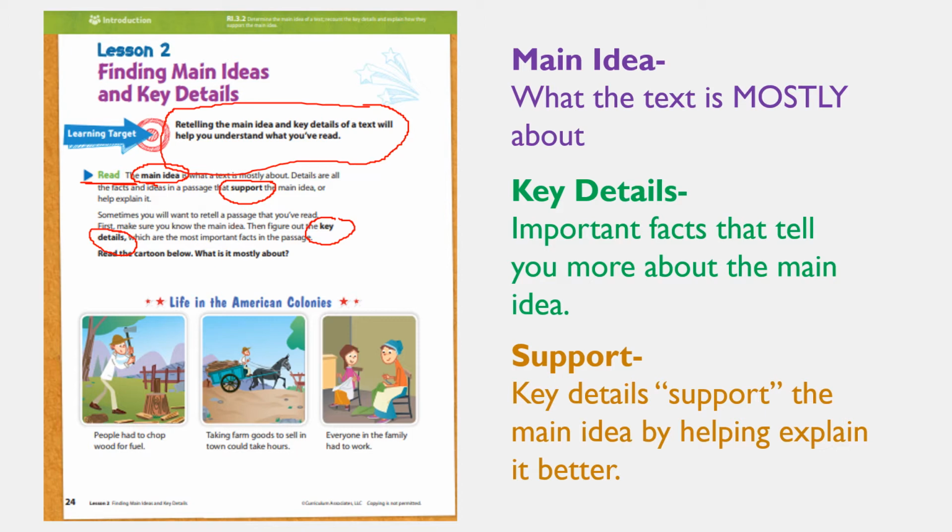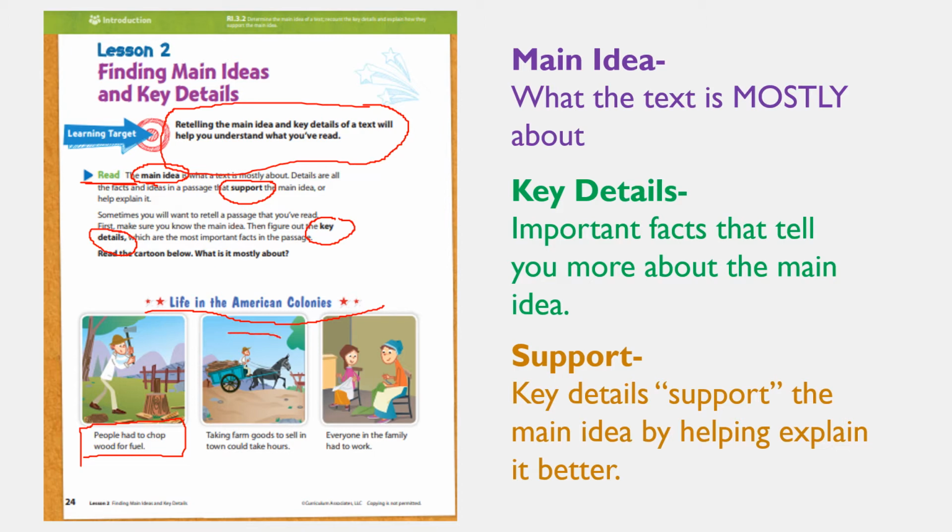All right, let's look at this picture. Life in the American Colonies. That is the title of the pictures down here. Now I see a man here has an axe, he's chopping wood, and the sentence underneath it said, people had to chop wood for fuel. Fuel is what you need to start a fire.